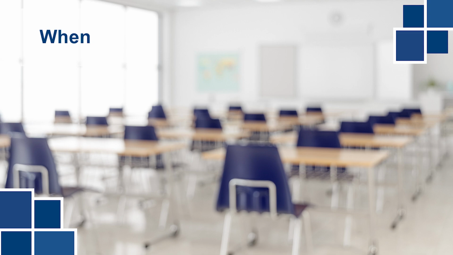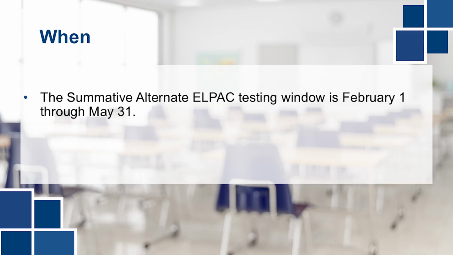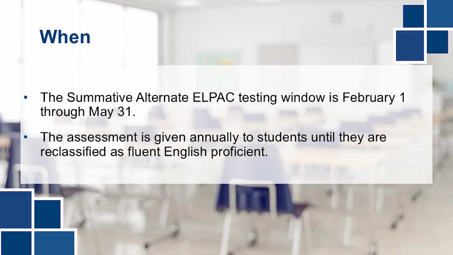When is the Summative Alternate ELPAC taken? The testing window is February 1st, or the first Monday of February, through May 31st. The assessment is given annually to students until they are reclassified as fluent English proficient.